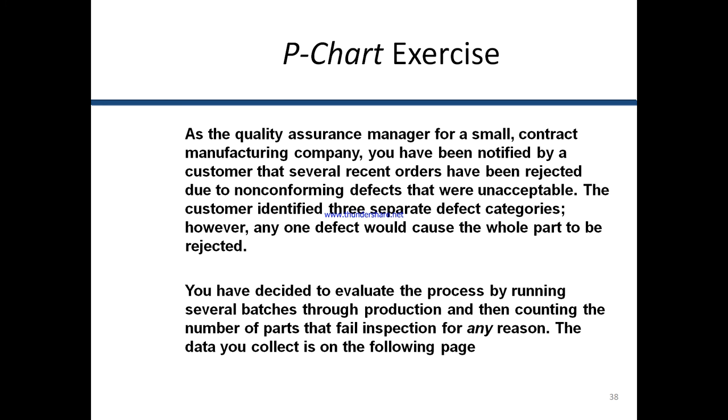Okay, if you look at this example, it says: as the quality assurance manager for a small contract manufacturing company, you have been notified by a customer that several recent orders have been rejected due to non-conforming defects that were unacceptable. The customer identified three separate defect categories. However, any one defect would cause the whole part to be rejected. You have decided to evaluate the process by running several batches through production and then counting the number of parts that fail inspection for any reason. The data you collect is on the following page.